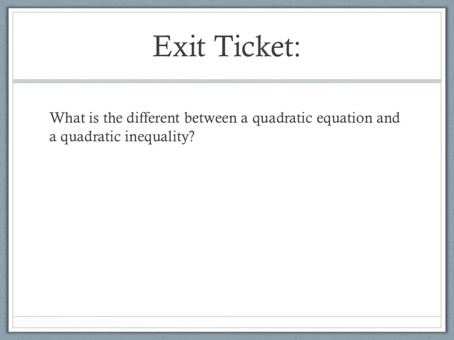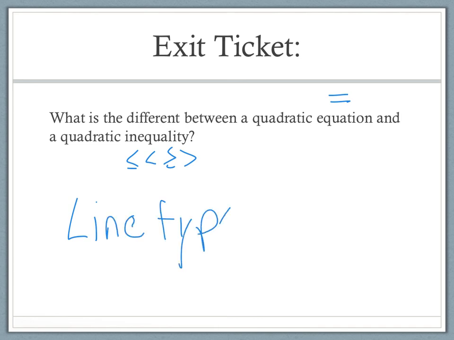Now the last exit ticket is, what is the difference between a quadratic equation and a quadratic inequality? Well, we know that equations have equal signs. Inequalities are less than, less than or equal to, greater than, or greater than or equal to signs. So the big difference, though, is line type and shading. That's our big difference between inequalities and equations.